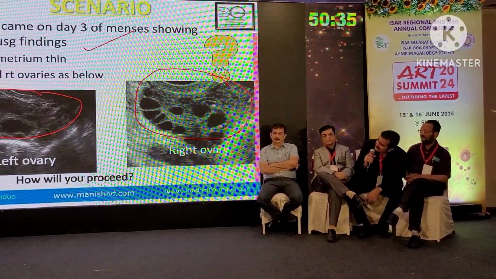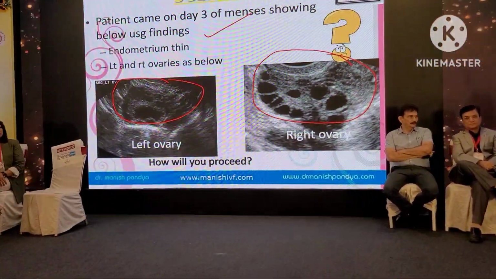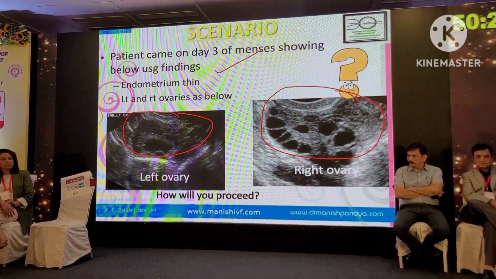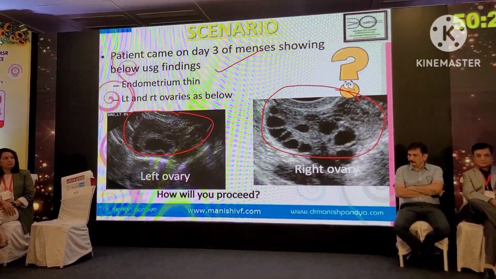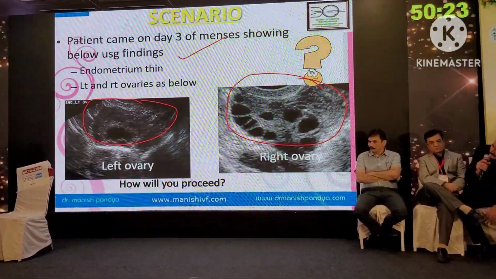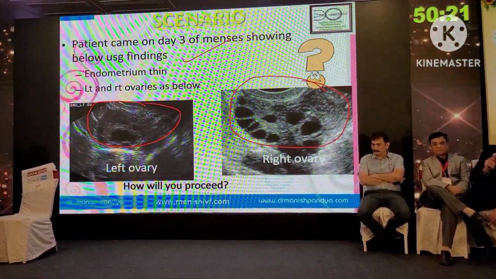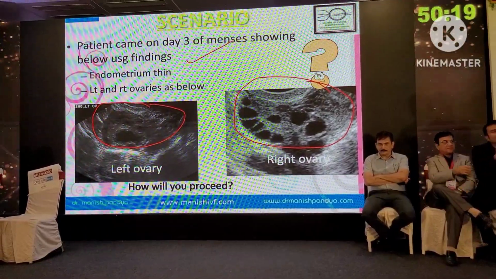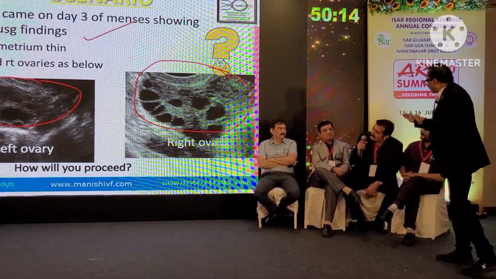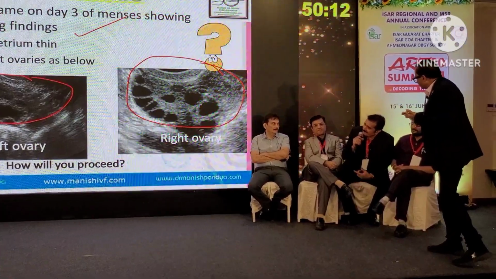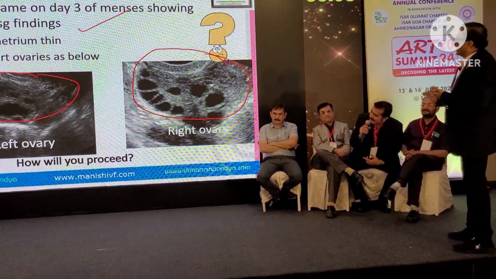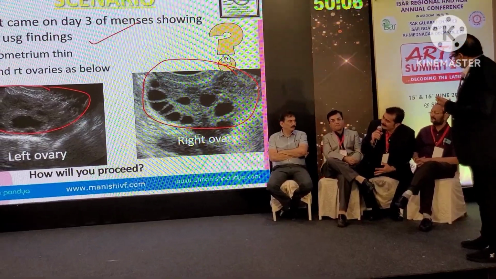There is one irregular follicle. I don't know what is the size in the left ovary. So basically, I would like to go for a complete hormonal profile and follow-up of the patient in mid-cycle. Everything has been done. Now this patient is with you. Which drug would you like to give? Preferably, if I see this picture on day 2 or day 3, I would like to postpone the stimulation.